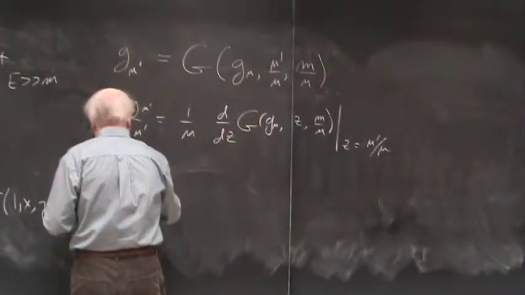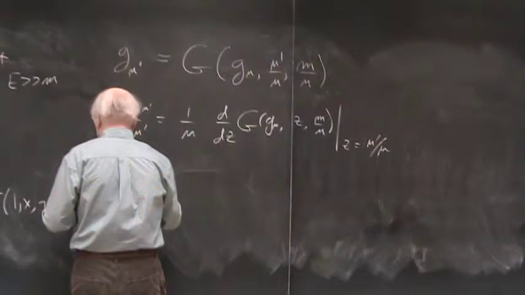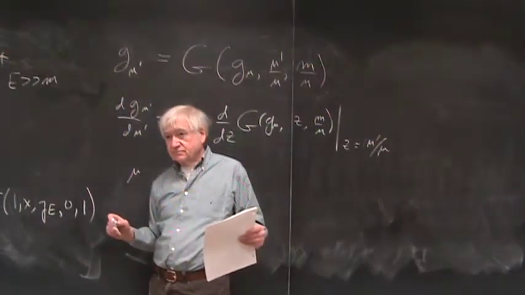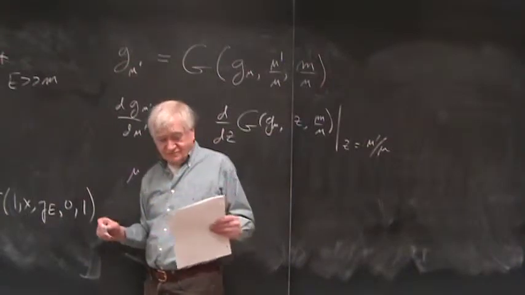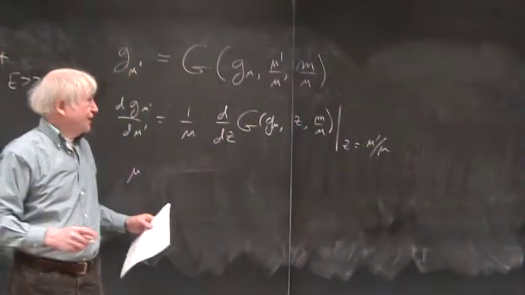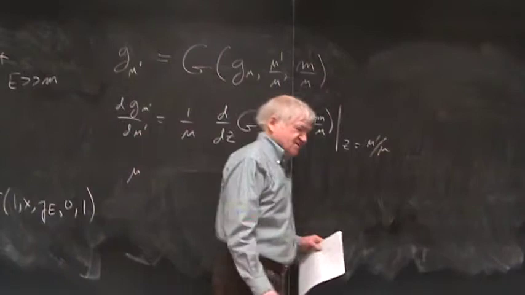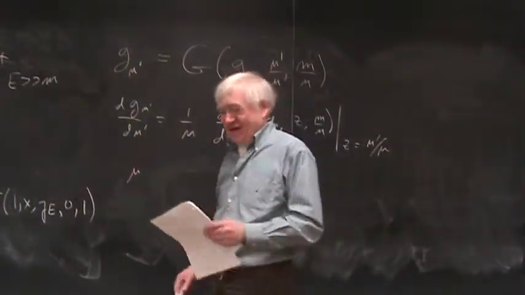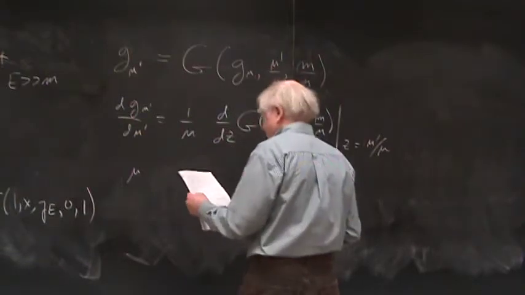Do we have to assume anything about the functional form of g, like is mu prime over mu only a polynomial or something? That's a good question. I don't know the answer. Let's not go there for the moment. Let's just stumble along and see what happens. We'll have an example in a minute.